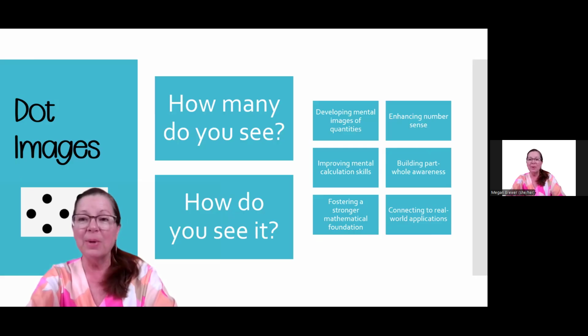Connections to real-world applications. Subitizing is a real-world skill that we use every day, such as when we recognize quantities on dice or in everyday situations. It can also help students understand patterns and relationships in larger sets of objects. Not to mention, kindergartners love to do subitizing activities.